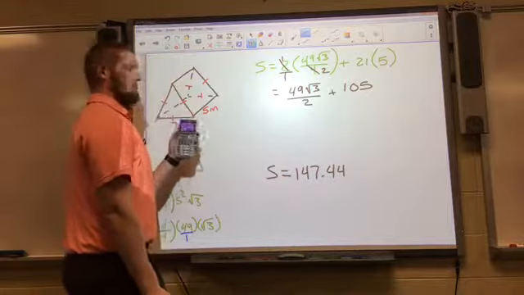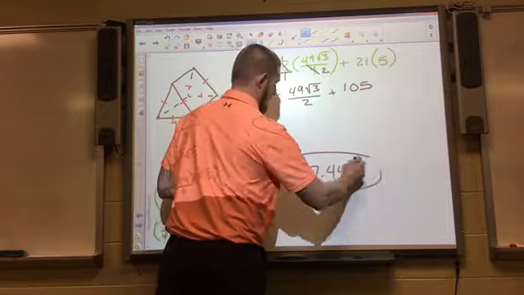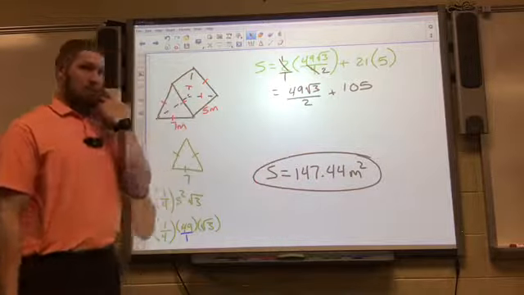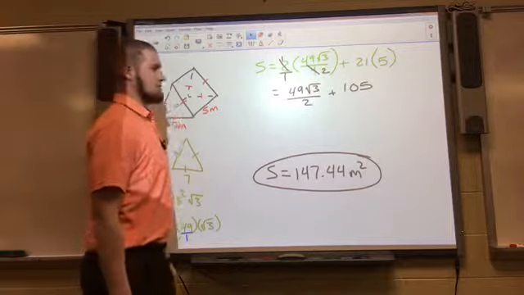147.44 meters squared. Now, I won't count that answer wrong, but some of you that got 109% on your tests found out that if you leave it in as an exact answer, sometimes that's beneficial to you, right? Yeah, I gave you bonus for that. The reason I did that is because next year you'll never change anything to a decimal. So you're going to have to start figuring out how to leave things as exact answers.